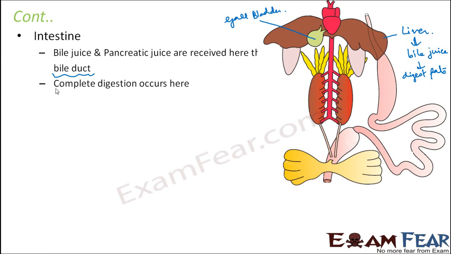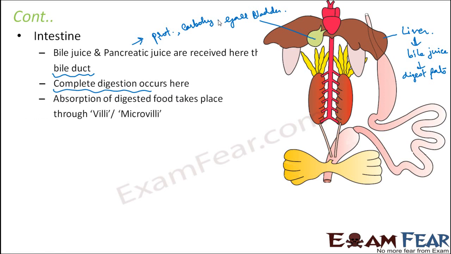So now complete digestion will happen here, because partial digestion already happened in the stomach. For complete digestion, you need bile juice to digest fats and pancreatic juice to digest proteins and carbohydrates. So now you have all the enzymes to digest proteins, carbohydrates and fats. Complete digestion of food will take place here.